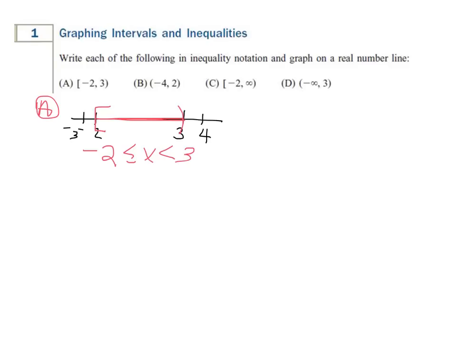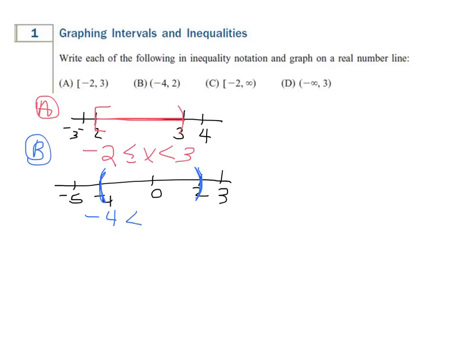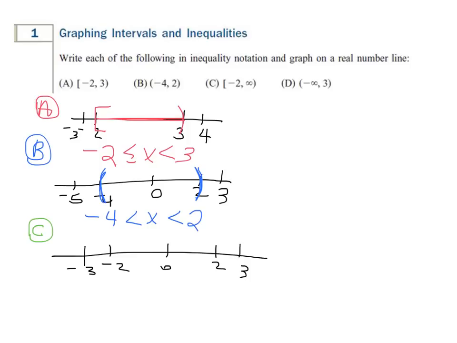All right, next one is B. So we'll draw our number line. We're going -5, -4, 0, 2, 3. All right, so here we're going -4 soft bracket to 2, writing that in inequality, -4 is less than X, which is less than 2. All right, next one, let's do C. Do our number line. All right, so we got -3, -2, 0, 2, 3. So here we go. We've got -2 hard bracket to infinity, so it's everything on.